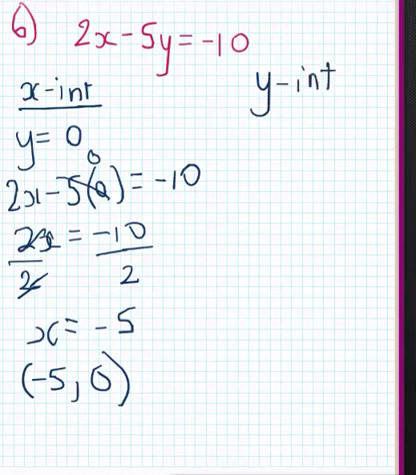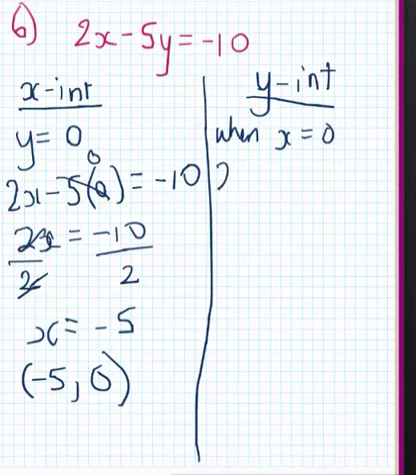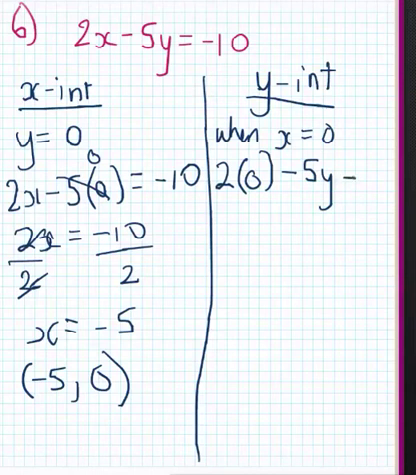And to find the y-intercept, in this case, it's when x has to equal 0. I'll just draw a line to separate them. So when x equals 0, now in this case, I'm going to make my x 0, which is over here. So I'm going to have 2 times 0, take away 5y, is equal to negative 10. Now 2 times 0 is simply 0, so I'm left with negative 5y equal to negative 10.